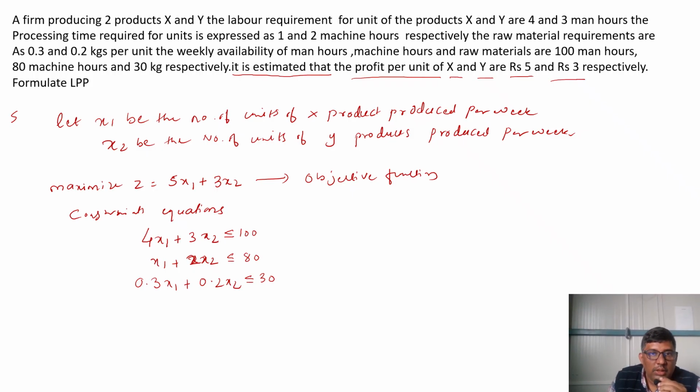Once the limitations are done, next we go for the non-negativity conditions. Here we have two decision variables, x1 and x2. x1, x2 should be greater than or equal to 0. The decision variables should be non-negative. These three statements we have to mention in all the problems.